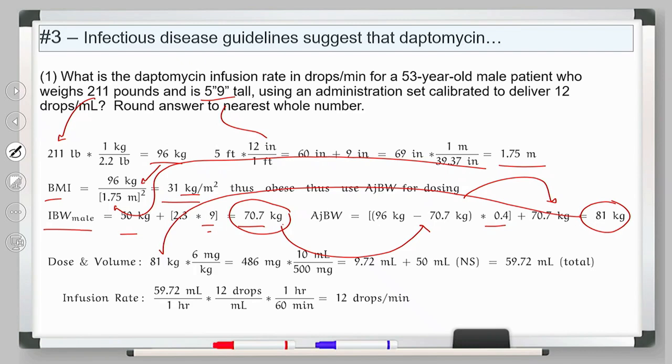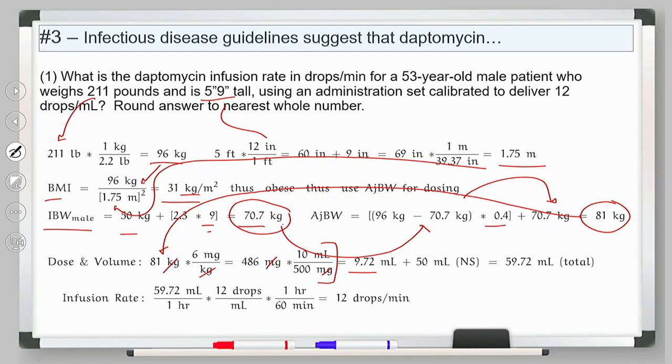Now we've done all that work just to figure the weight to use. But now that we know he's 81 kilograms, it's 6 milligrams per kilogram. So that's easy enough. That gives me a 486 milligram dose. But I need to figure out how much liquid additive will provide that dose. It's an injectable solution, so it comes in 500 milligrams for every 10 mils. So if I multiply by 10 and divide by 500 so that milligrams cancel, I determine that I need 9.72 milliliters of the drug solution.